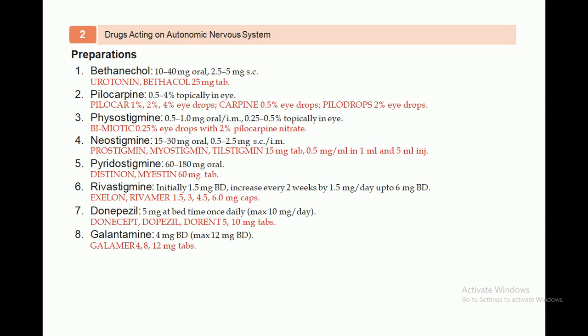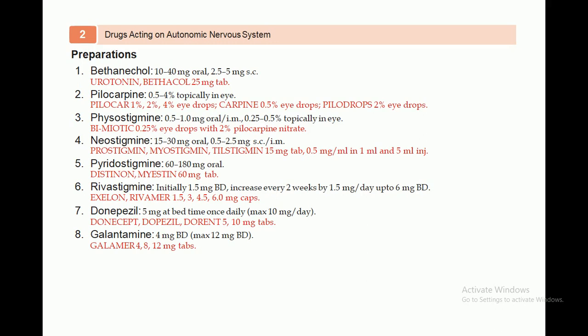The third one is physostigmine. This is another drug which is used. Physostigmine is available at a dose of 0.5 to 1.0 milligram orally and IM, meaning this drug is available orally as well as intramuscularly. It is also available at 0.25 and 0.5%, which can be applied topically in the eye as a miotic. There is also 0.25% eye drops with 2% pilocarpine nitrate.